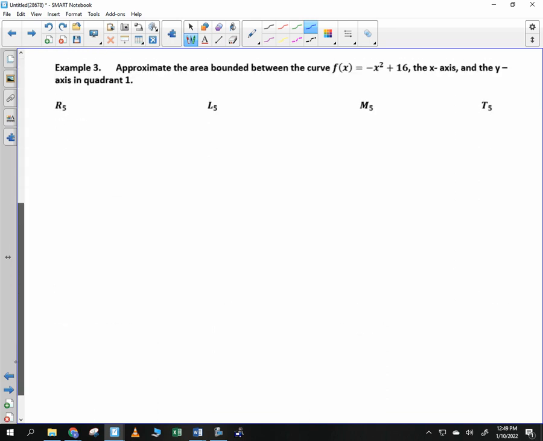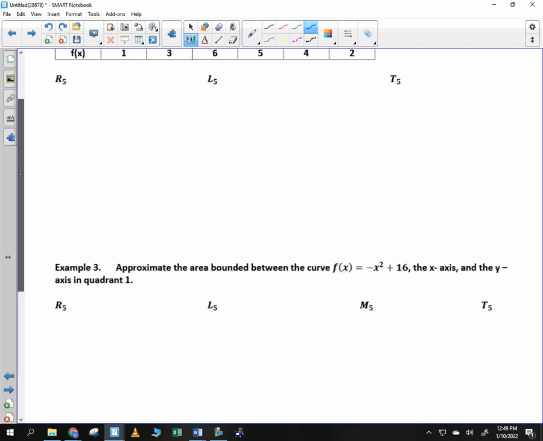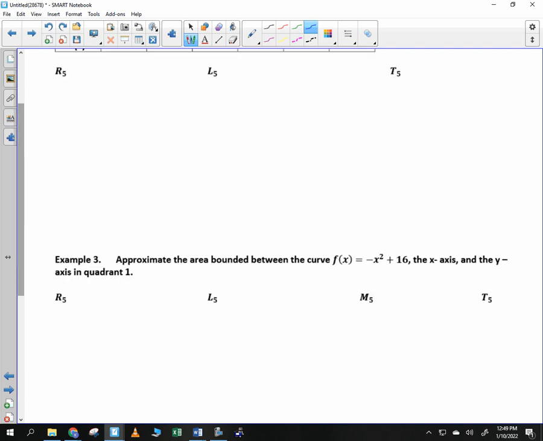I don't want to do example 2. I don't know why it's there. Example 3, approximate the area bounded between the curve negative x squared plus 16, the x-axis, and the y-axis in quadrant 1. So I'm going to draw a picture of the shape up here. Can somebody describe for me what negative x squared plus 16 looks like? It's an upside down parabola. Good. Goes up through 16, right?